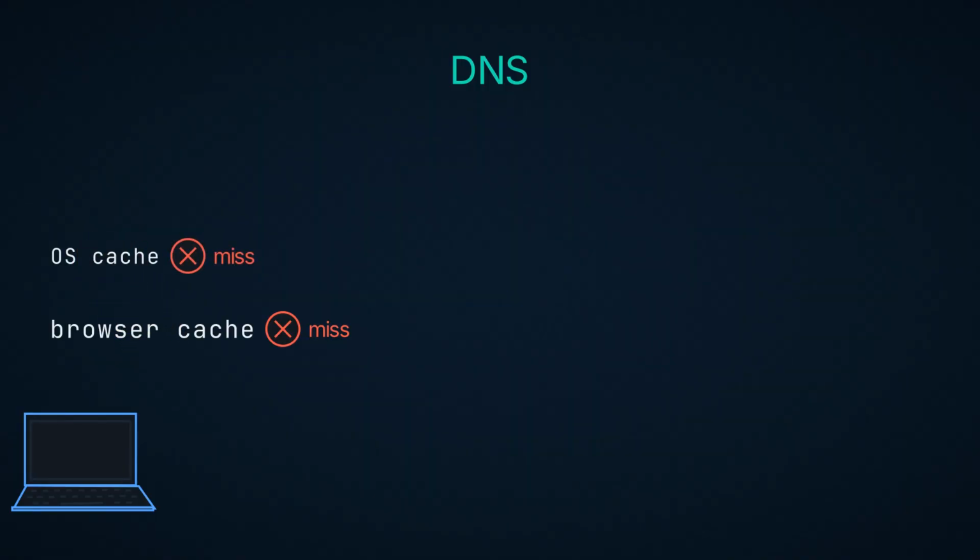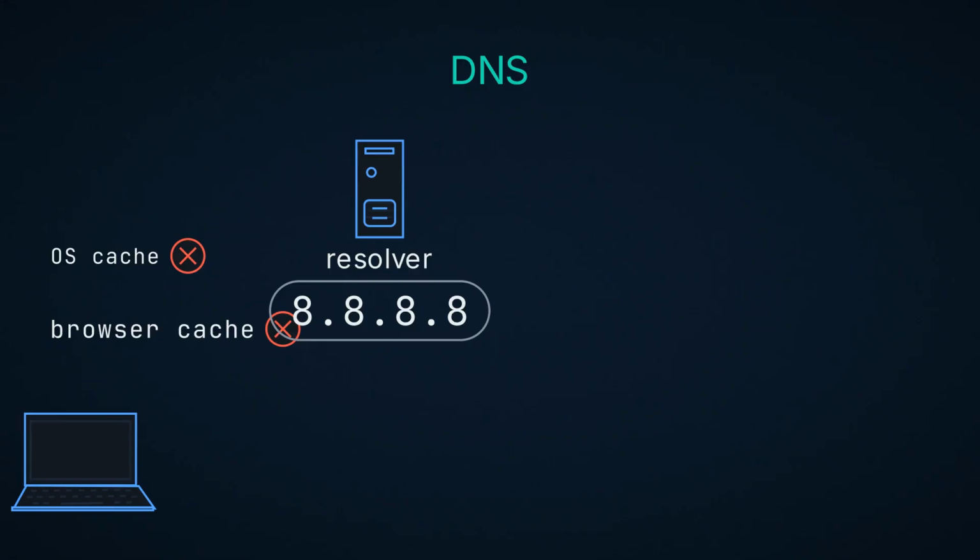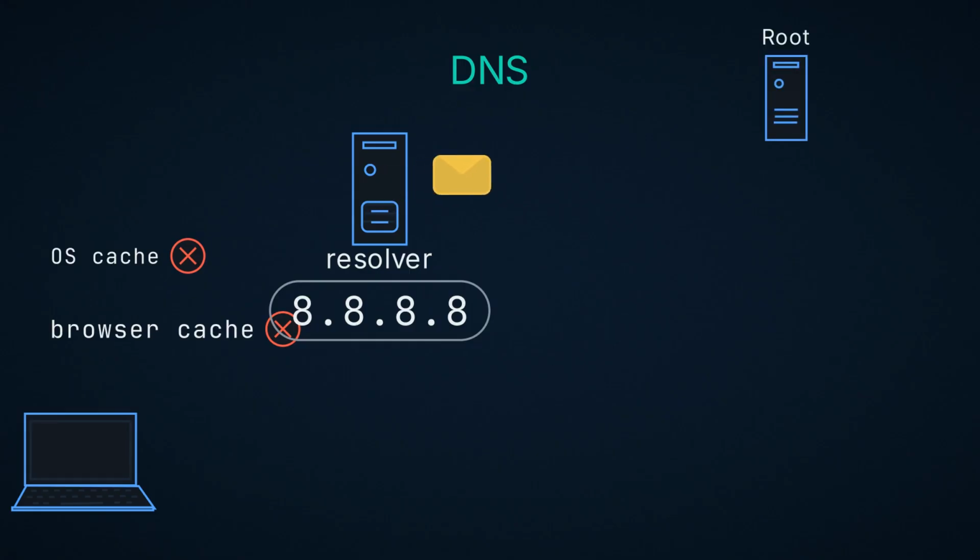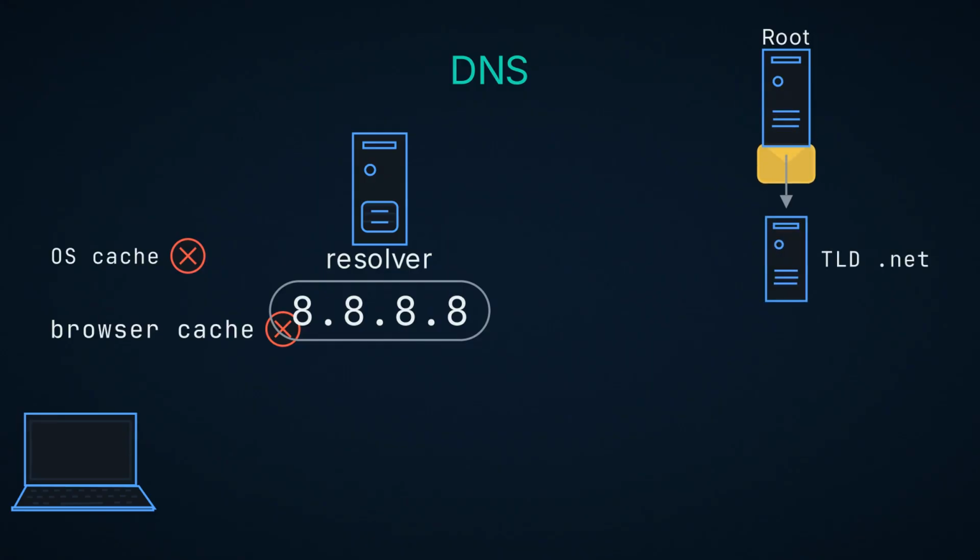Still nothing? Now it goes out to the network, to a recursive resolver, usually run by your ISP or something like 8.8.8.8. Recursive just means this server will do the whole lookup for you and call you back. So just relax. If the resolver has never heard of the name either, it goes on a little quest. It asks a root server, the top of the chain. The root does not know the answer, but it knows who handles .net, so it points down to the TLD server, the one in charge of that whole top-level domain.